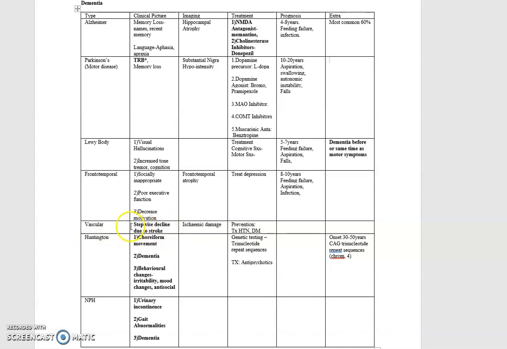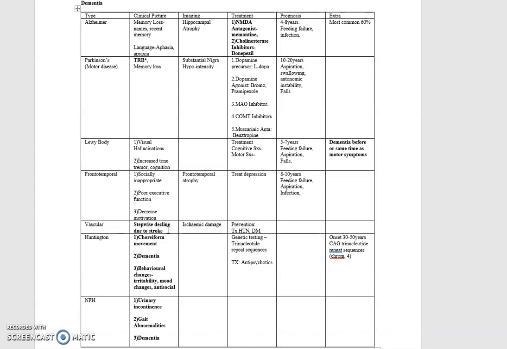Very important, vascular dementia. It's very important for us to know that in vascular dementia, we have stepwise decline, and it's usually due to stroke or problems with the blood vessels. So you have a patient who has an insult to the brain. It affects the memory in a way. It's stable like that for some time, then there's another insult, then it goes down again.